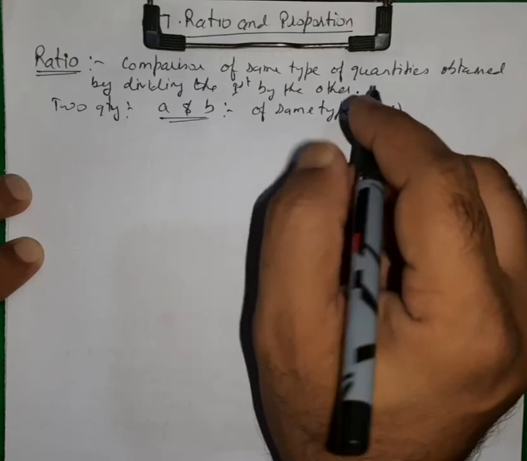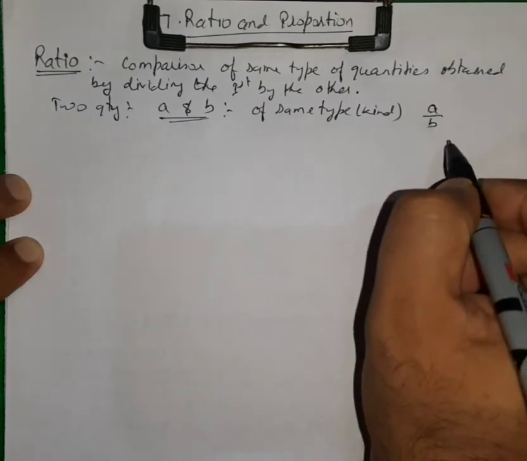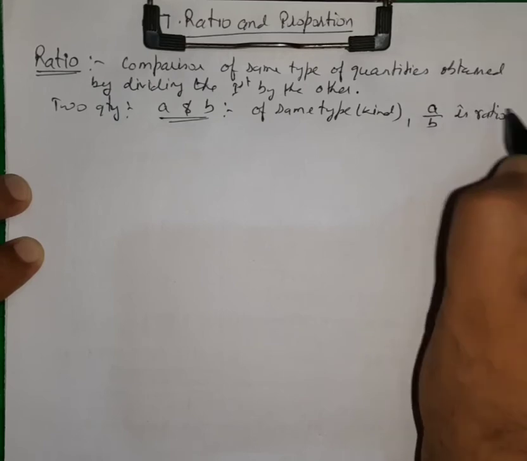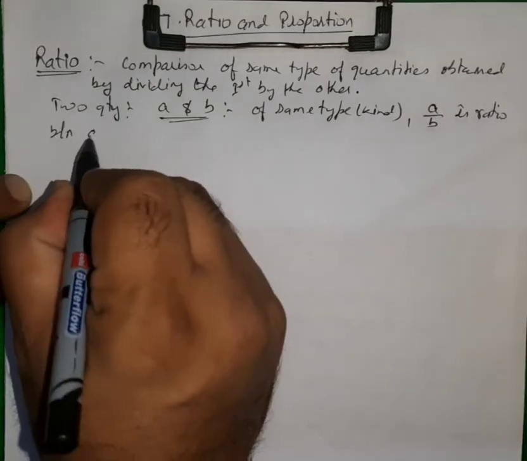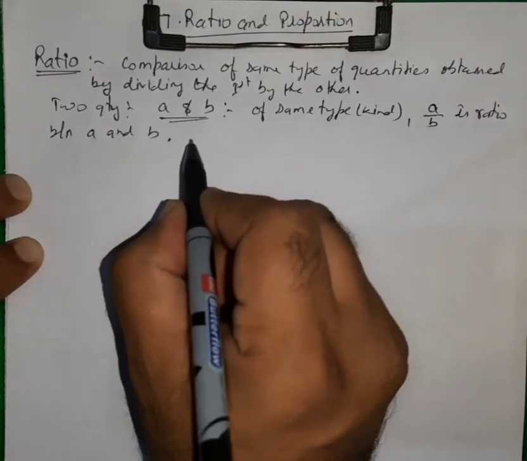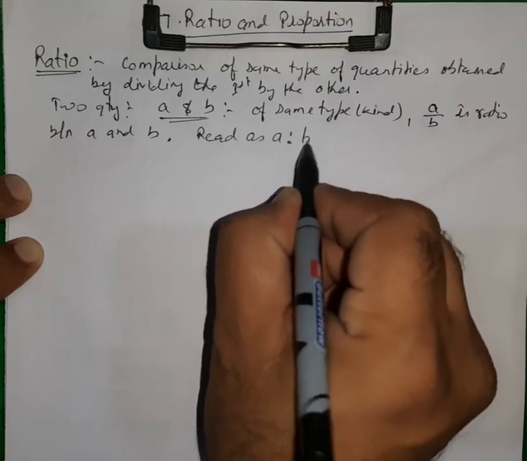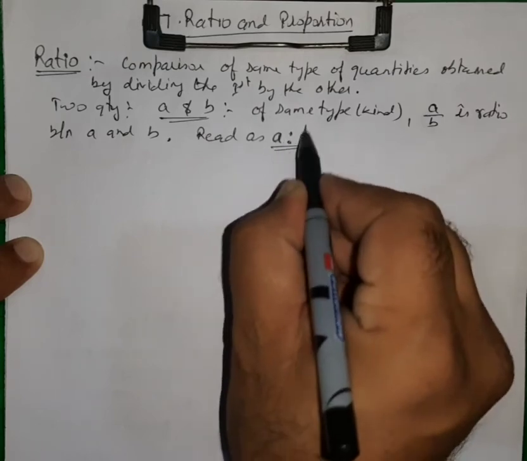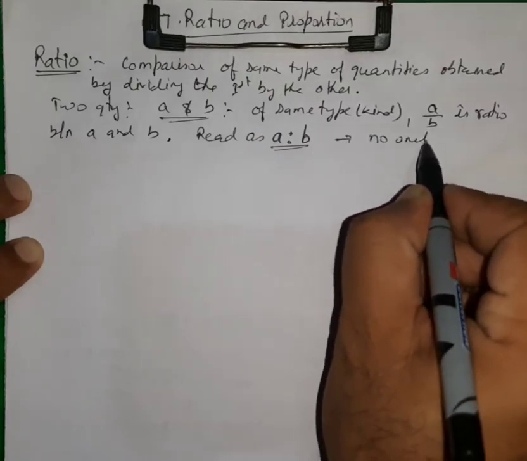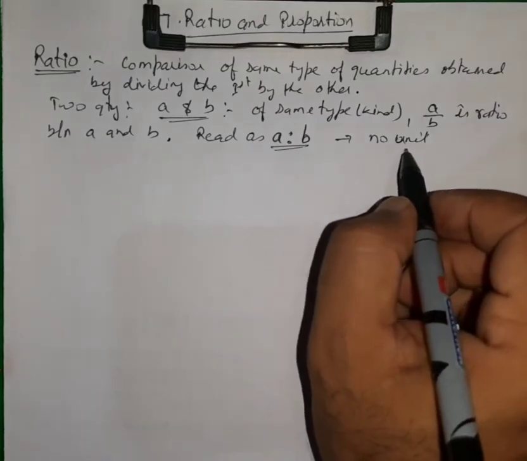And then if we divide the first with the second, then A over B is called the ratio between A and B. To read this, it is read as A is to B and written as A:B. Also please remember it has no unit, since the comparison is between the same type of quantities.